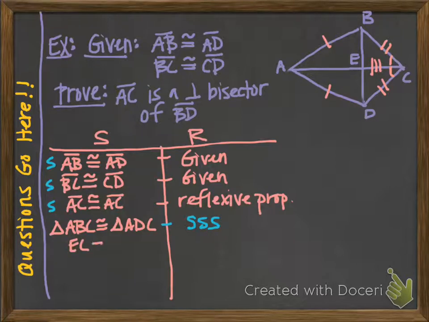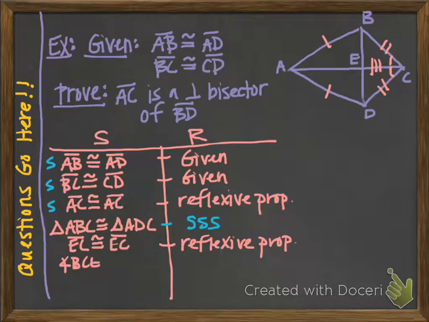EC is congruent to EC because of the reflexive property. Angle BCE is congruent to angle DCE because of CPCTC.